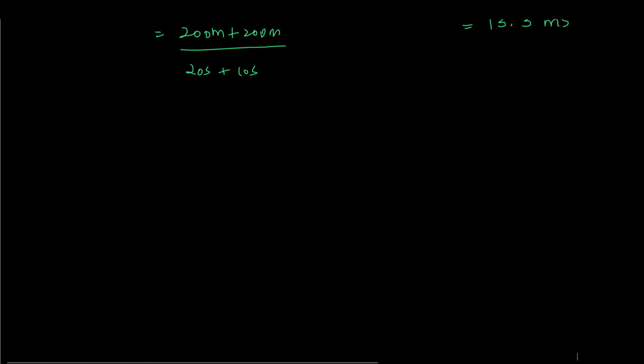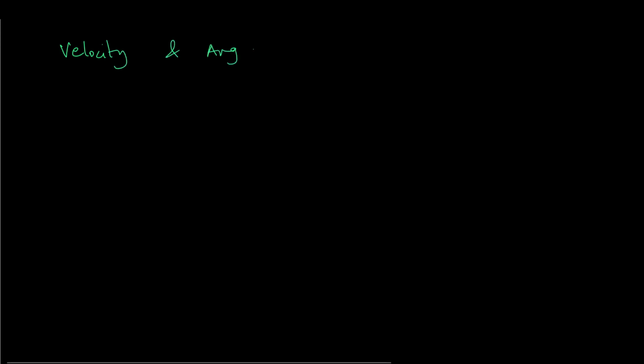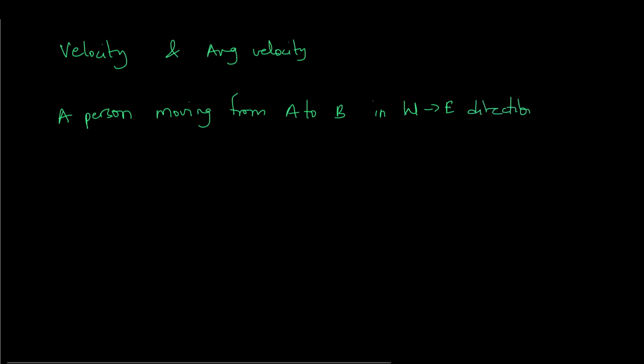This is about average speed and speed. Now, when to use velocity and average velocity. A person moving from A to B in west to east direction. Here I have specified what? Direction. Then you consider it as velocity. If I don't mention direction, you consider it as speed and average speed.